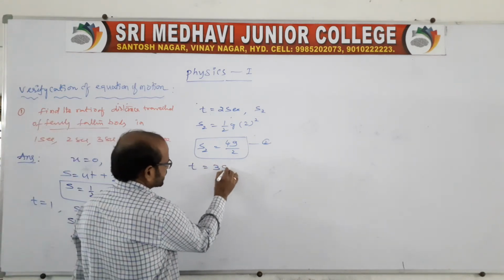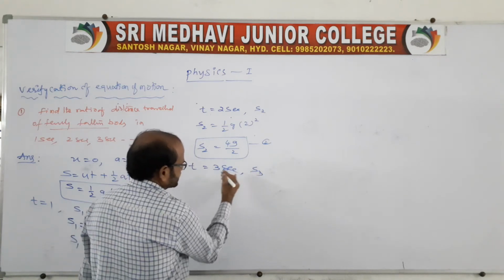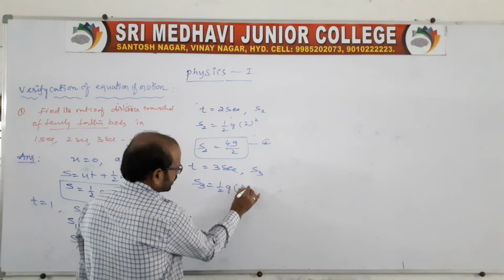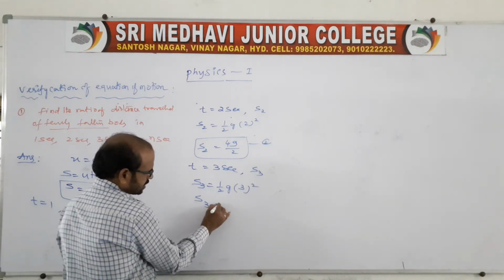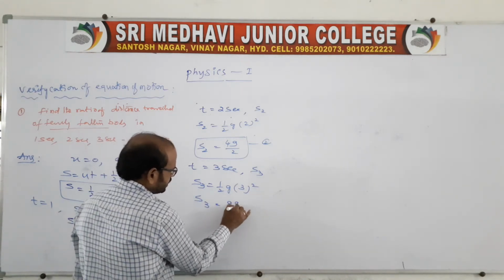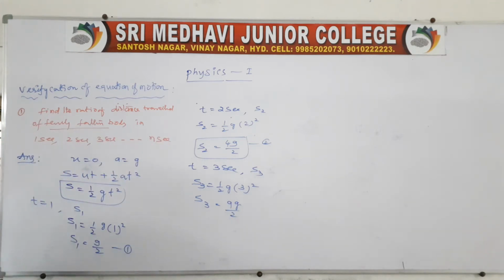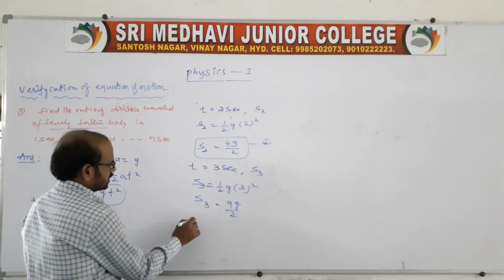Let us take 3 seconds. Therefore, S3 is the distance. So, S3 is equal to 1 by 2 g into 3 whole square. So S3 is equal to 9g by 2. Okay, this is for the third second.